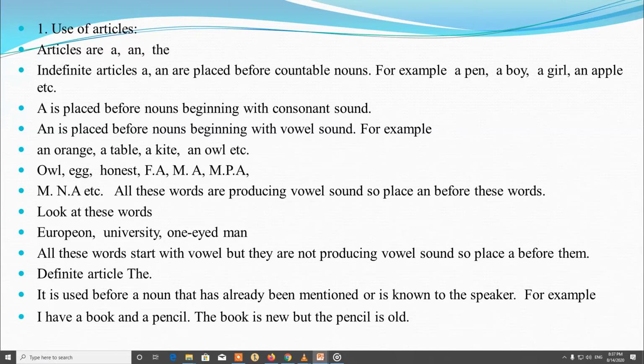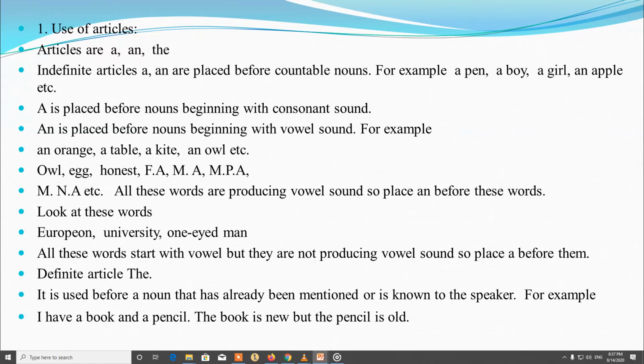Owl, egg, honest, FA, MA, MPA, MNA, etc. All these words are producing vowel sound. So place an before these words. Look at these words. European, university, one-eyed man. All these words start with vowel but they are not producing vowel sound. So place a before them.